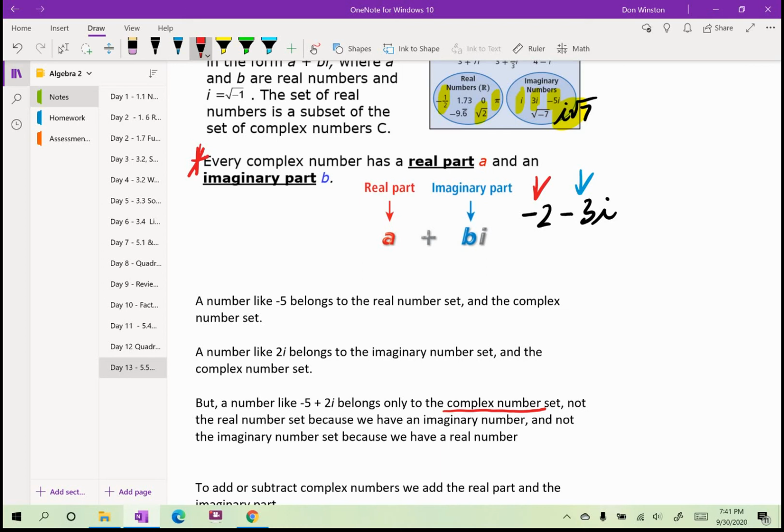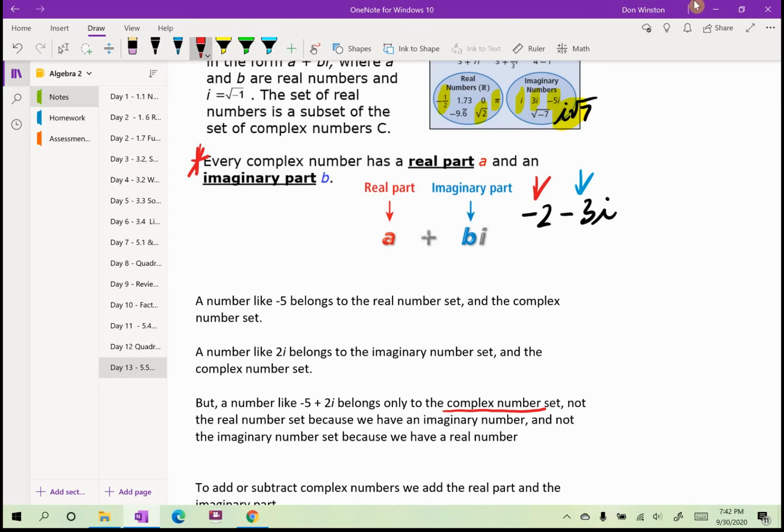So again, just to reiterate, a number like negative 5 belongs to the real number set in the complex number set. A number like 2i belongs to the imaginary set in the complex number set, but a number like negative 5 plus 2i belongs only to the complex number set. We would say that's a complex number, not the real number set because we have an imaginary number, and not the imaginary number set because we have a real number.